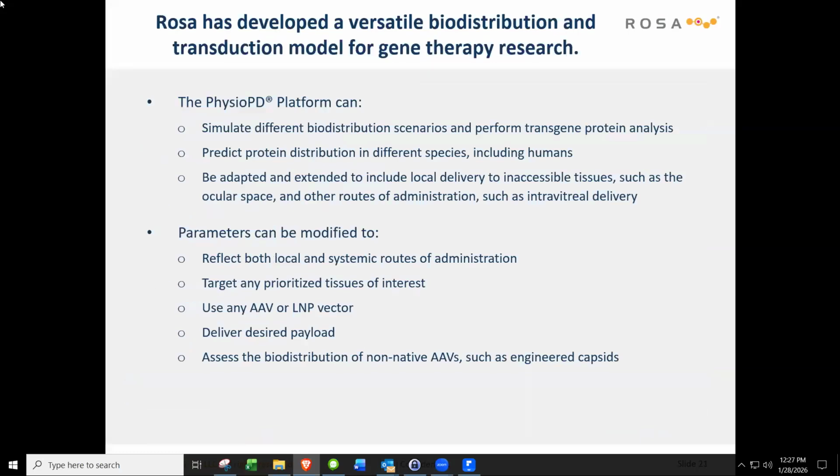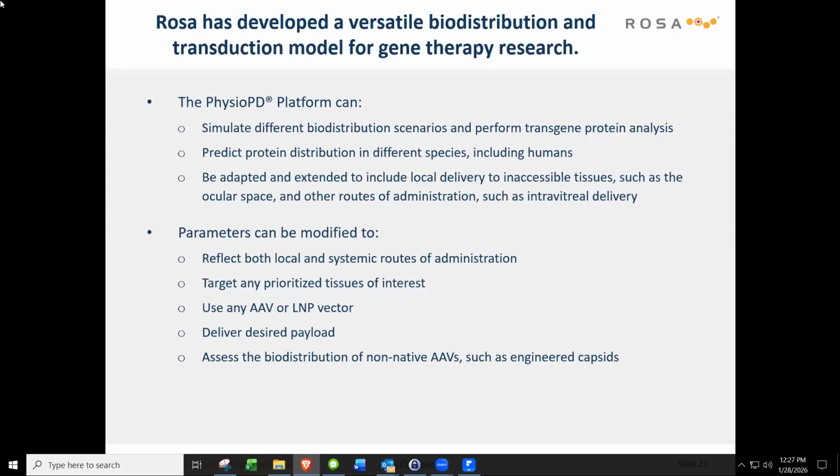Finally, for conclusions, we can summarize by saying that Rosa has developed a versatile biodistribution and transduction model for gene therapy research, a platform that can simulate different biodistribution scenarios and perform transgene protein analysis. It can predict protein distribution in different species, including humans. So this is a platform that is versatile in terms of species.